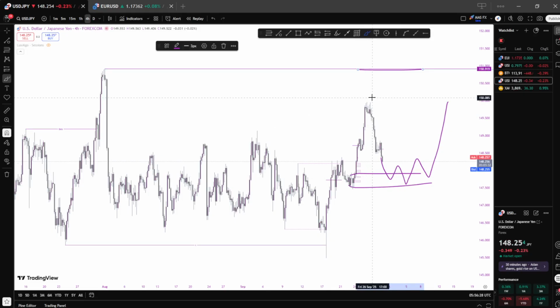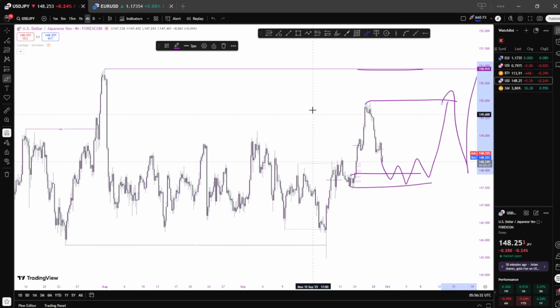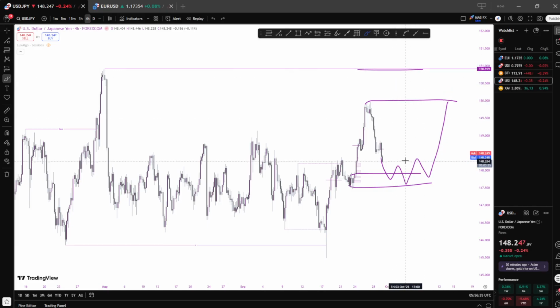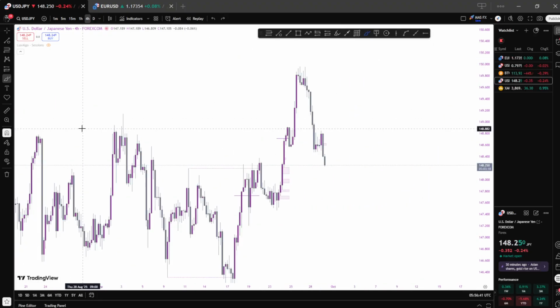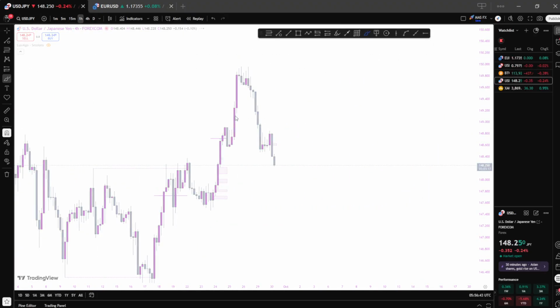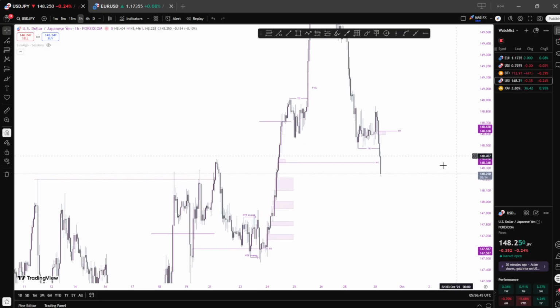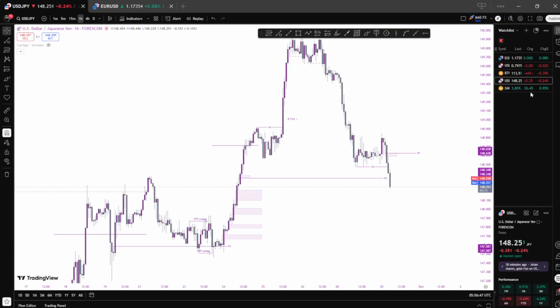But normally after we take out the high, what do we get? A pullback down. So it will be unreasonable for you to target here. But if we see strong momentum, we might actually just extend our target to target the high. So that's something you have to watch out for. So down to the 1 hour. Just my medium time frame.